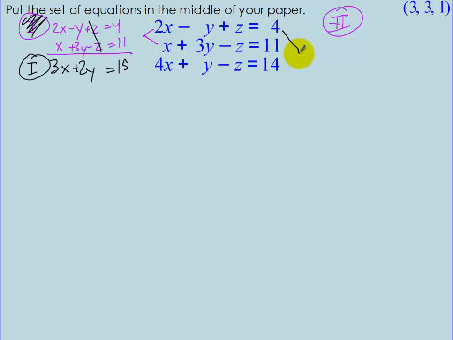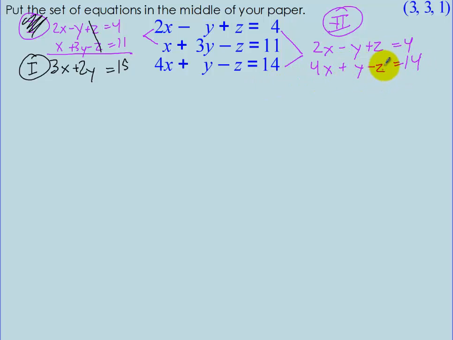So I'm going to use the top and the bottom and do it on this side. I'll do it in purple as well, just to keep consistent. Top and the bottom. And rewriting those equations, 2x minus y plus z equals 4. And I'm going to do 4x plus y minus z equals 14.